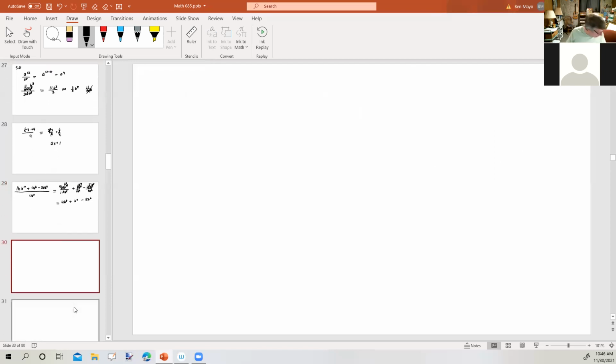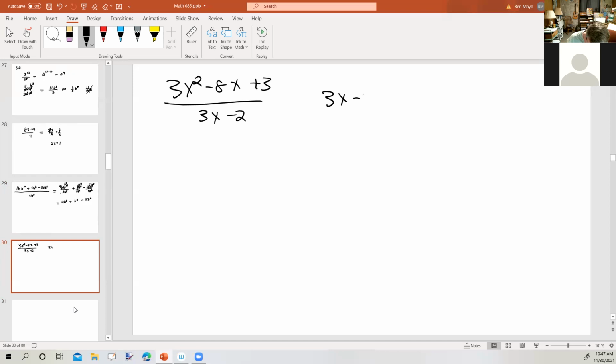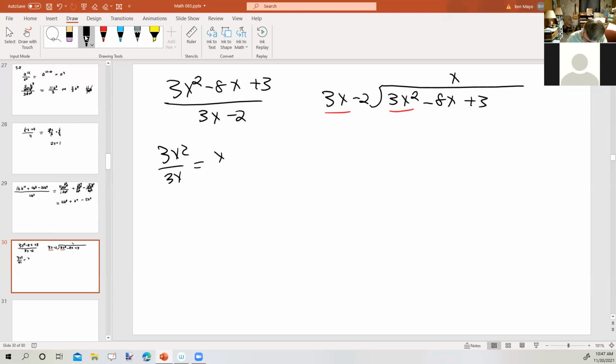Now, let's say we're dividing a polynomial by a polynomial. For instance, we've got 3x squared minus 8x plus 3 all over 3x minus 2. We put the divisor, or the denominator, outside and the numerator, or the dividend, inside. Then we take the leading term inside divided by the leading term outside. 3x squared divided by 3x is x. We place that up there.